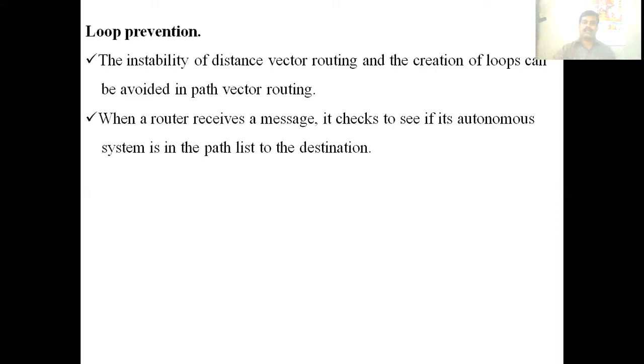Loop prevention: the instability of distance vector routing and the creation of loops can be avoided in path vector routing. When a router receives a message, it checks to see if its autonomous system is in the path list to the destination. If it is, then looping is involved and the message is ignored.